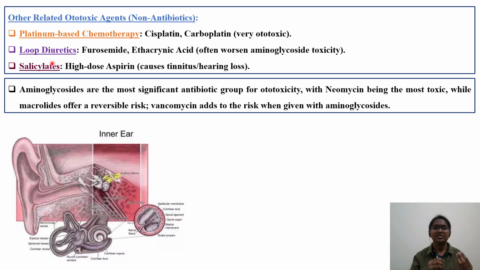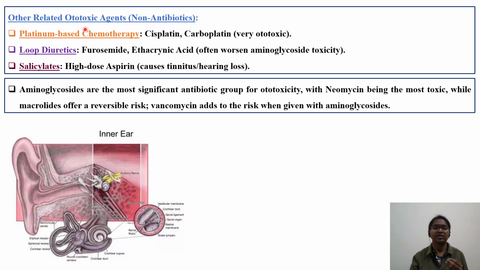So if a loop diuretic is taken along with ethacrynic acid, more damage it will cause. Salicylate: coming to salicylate, another class is there. A high dose of aspirin will cause tinnitus and hearing loss. These are the other related ototoxic agents which don't come under antibiotics.